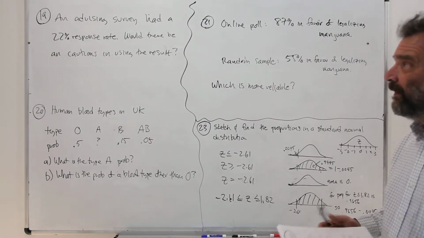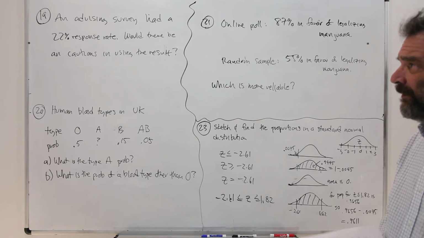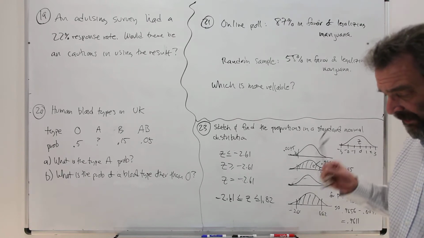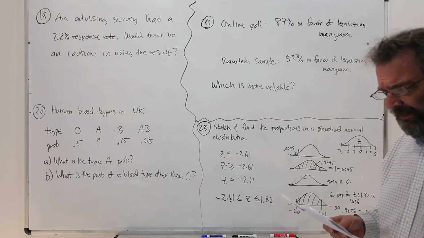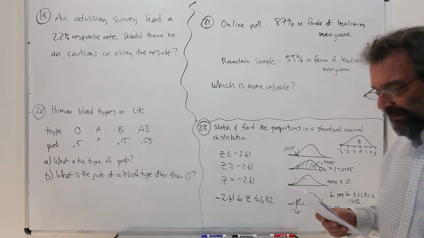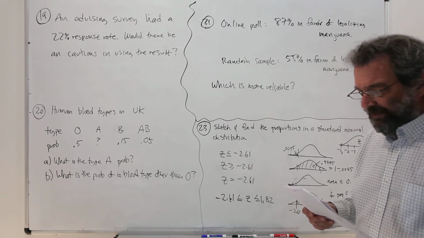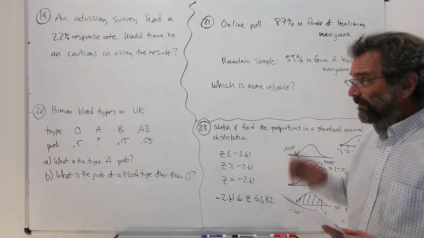Okay, moving on, number 19. CSU-Pueblo recently mailed out an advising survey to all currently enrolled students. The response rate was 22%. What cautions, if any, would you give to someone using the survey results?